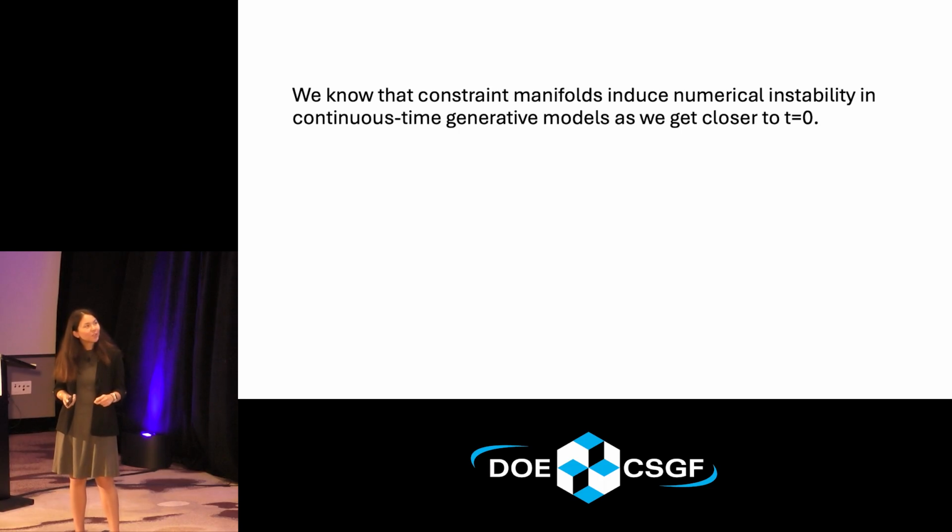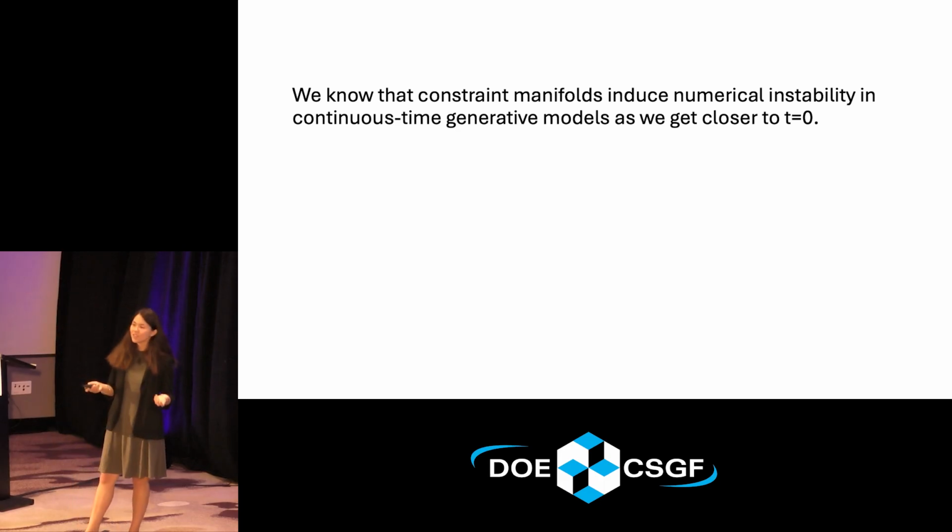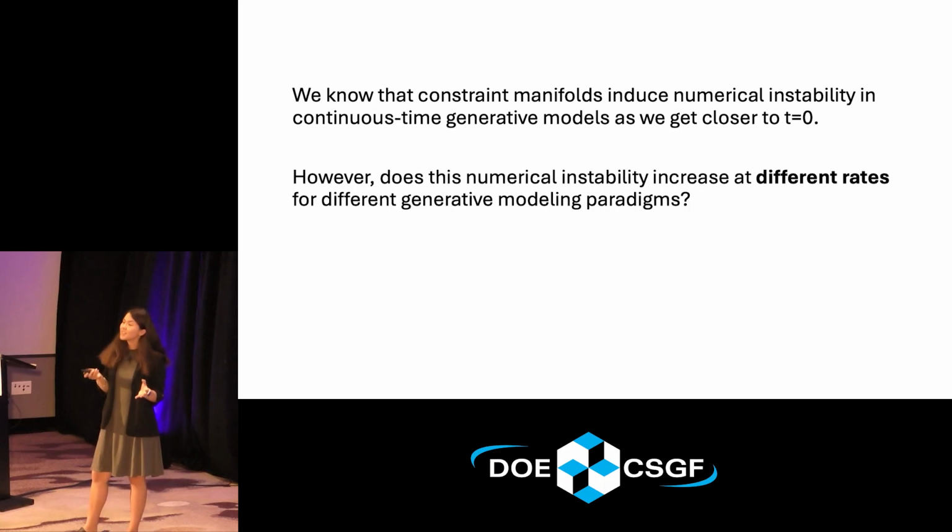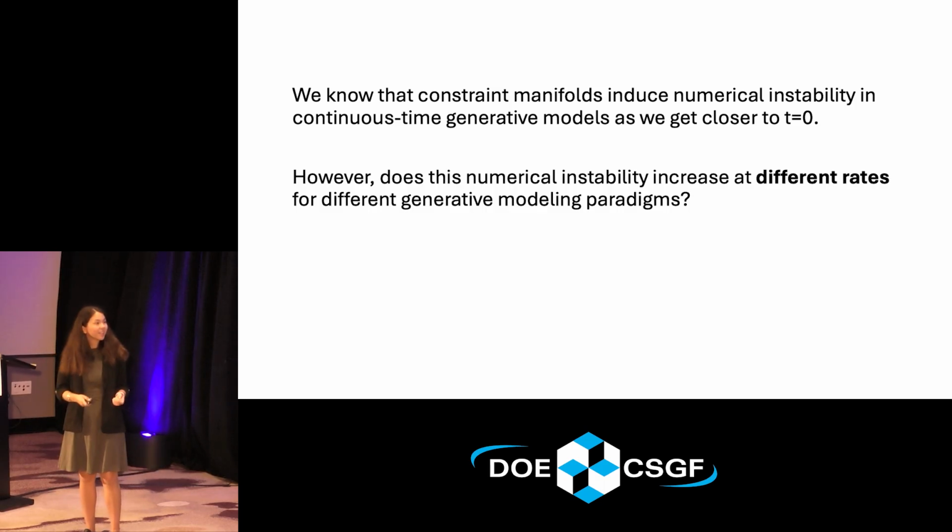But I'd like to talk a little bit about some ongoing work that we have that I think is really fun. So if we know that constraint manifolds cause all of these issues, they cause all this numerical instability as we get closer and closer to sampling time at t equals 0, we've been interested in whether this numerical instability increases at different rates depending on the generative modeling paradigm that we use. So if we know that we're working with a constrained distribution, maybe we can choose a normalizing flow instead of a diffusion model, for example, because we know the numerical instability would be less. So that's the question that we've been asking.